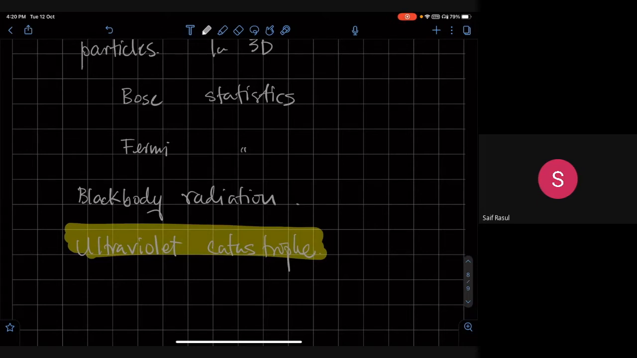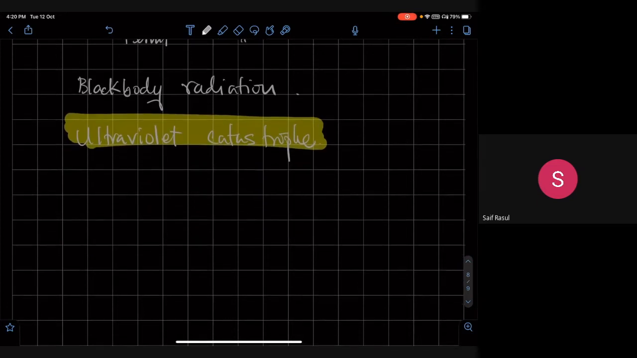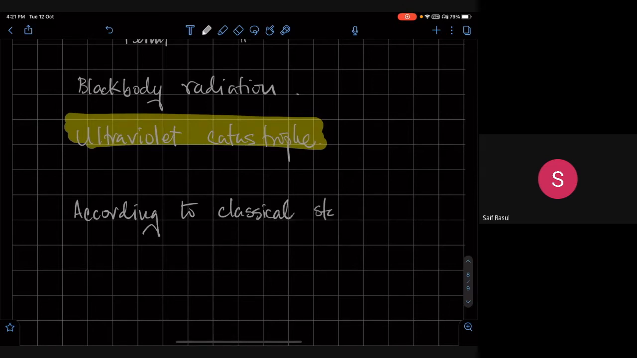The ultraviolet catastrophe has to do with the calculation of the radiant energy of a black body that is radiating. So, according to classical statistical mechanics, and you don't have to know a lot of statistical mechanics to be able to derive this. I will do this for you.